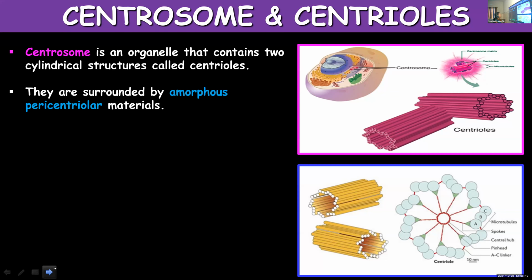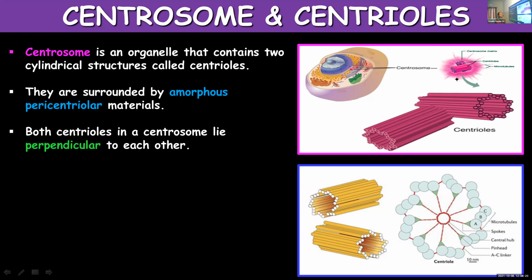These two centrioles are surrounded by amorphous pericentriolar materials. Here you can see it does not have a definite shape. Some amorphous pericentriolar materials are surrounding these two centrioles. Both of them are lying perpendicular to each other, and they have a cartwheel-like organization.